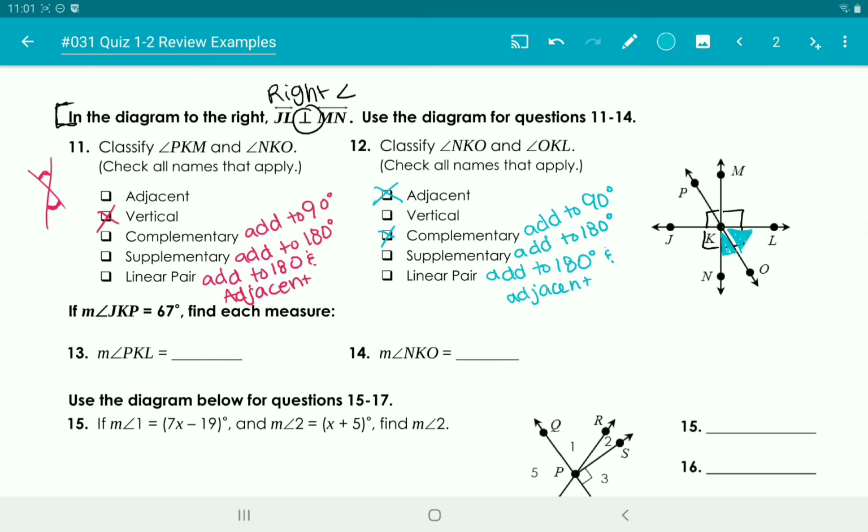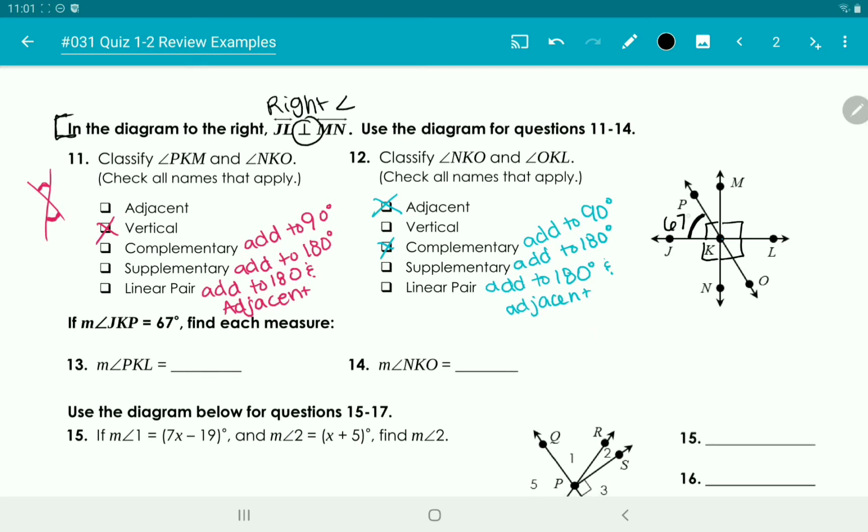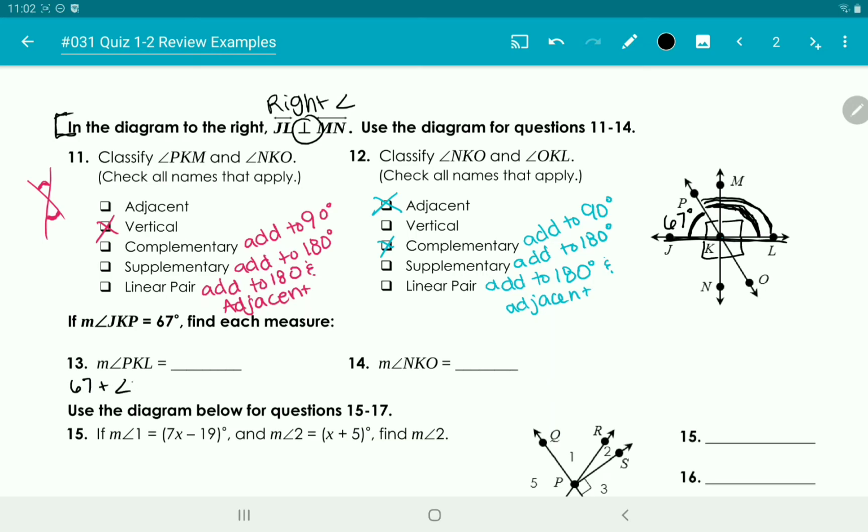Next, we're still using the same diagram. I'll go ahead and go back to the black color. It says if JKP, this angle right here, okay, is 67 degrees, then find each measure. We're looking for PKL. Okay, so we're looking at this one right here. Since we can see that they make up a straight line together, this straight angle here, they're going to add to 180. So this 67 degrees plus this angle PKL are going to give us 180 degrees.